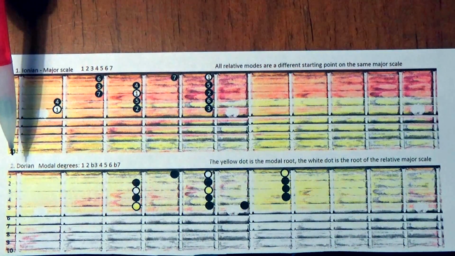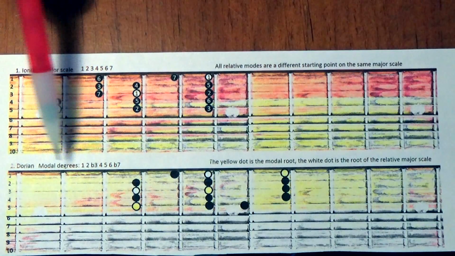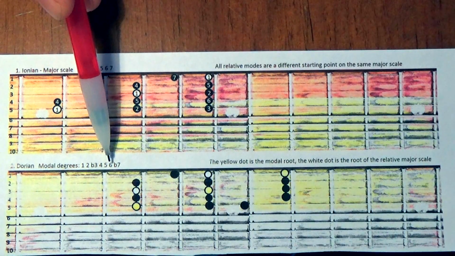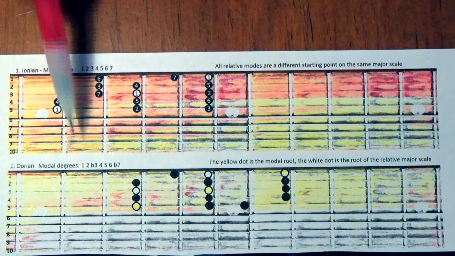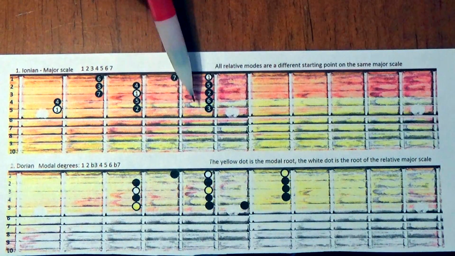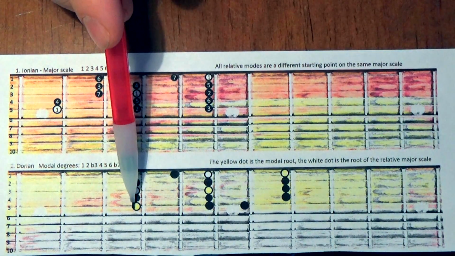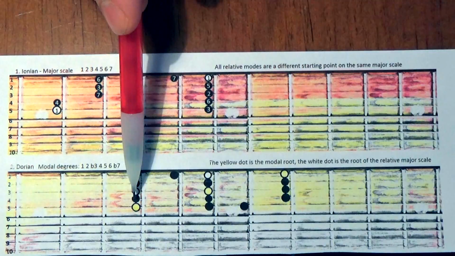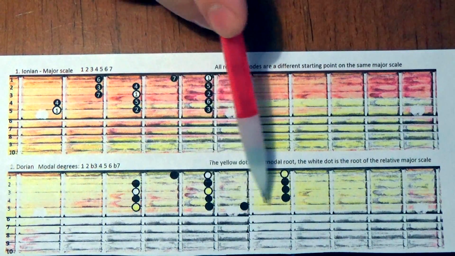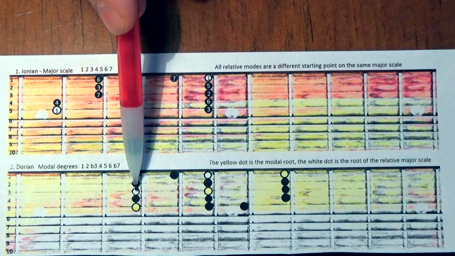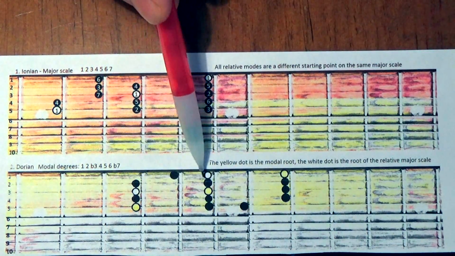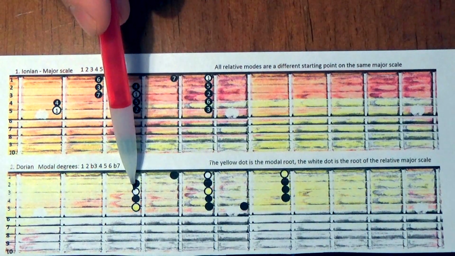Now, if you're looking at a different mode, you've got the Dorian mode here, and it's telling you 1, 2, flat 3, 4, 5, 6, flat 7. That just means that this note got moved back to here, and this note got moved back to here, as you can see. 1, 2, flat 3, or whole step, half step, and then 4 is a whole step, 5 is a whole step, 6 is a whole step, half step up to 7, flat 7, and then we're back to 1. Now the yellow dots here are the modal root, and I put in the white dots to show you where it is on the major scale, right?